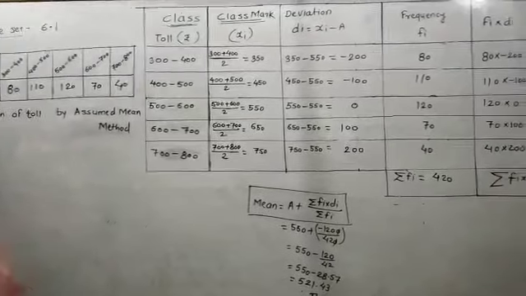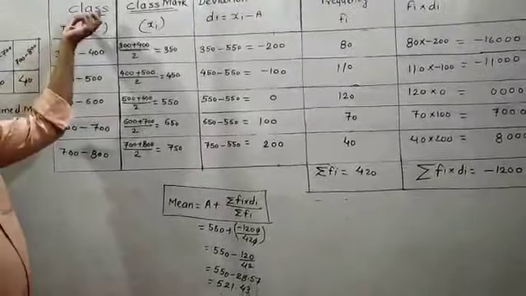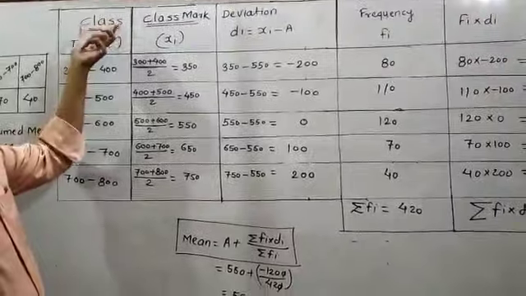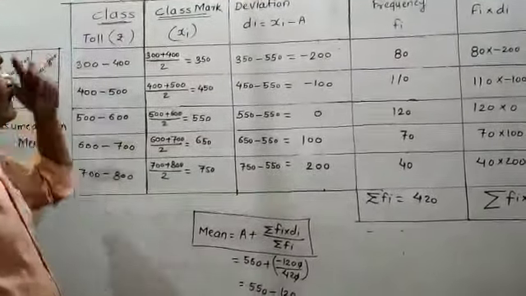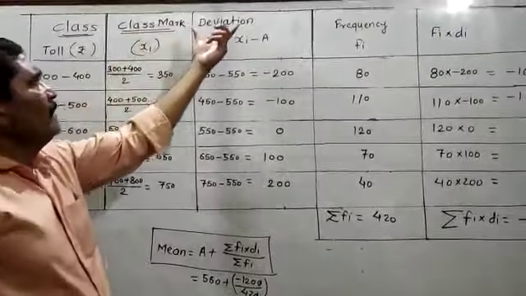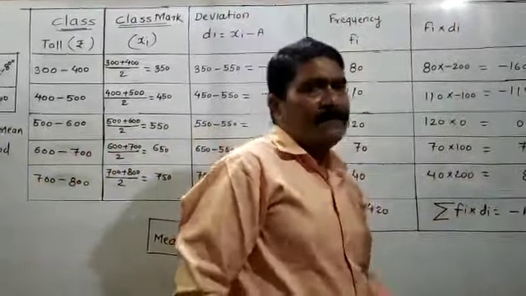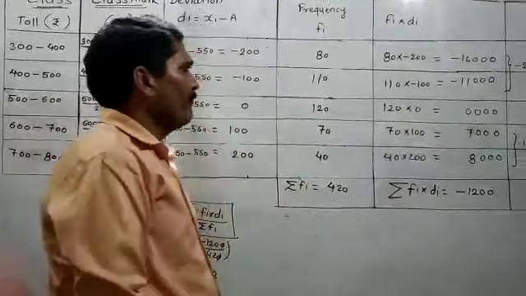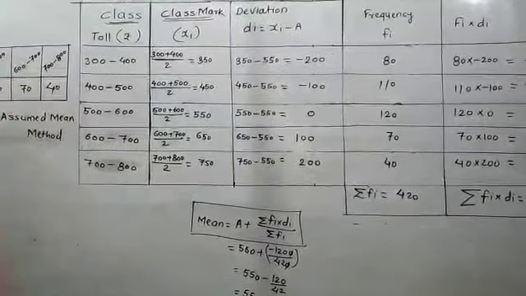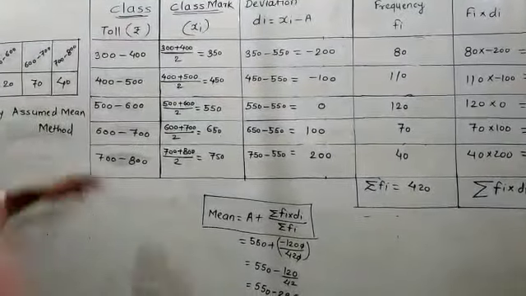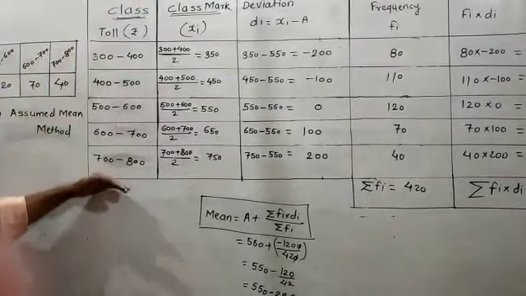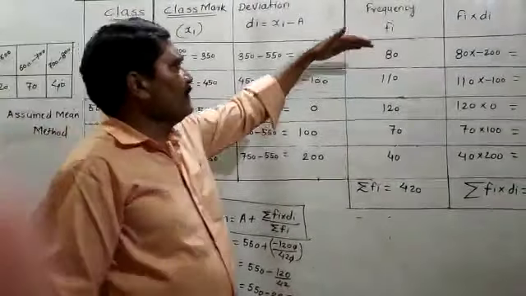So you have to prepare the chart. For that, the first column is class, the second column is class mark, the third column is deviation, the fourth column is frequency, and the fifth column is Fi into Di. Step by step you have to write all these things. All the classes you have to write in this column, and all the frequencies in this column.